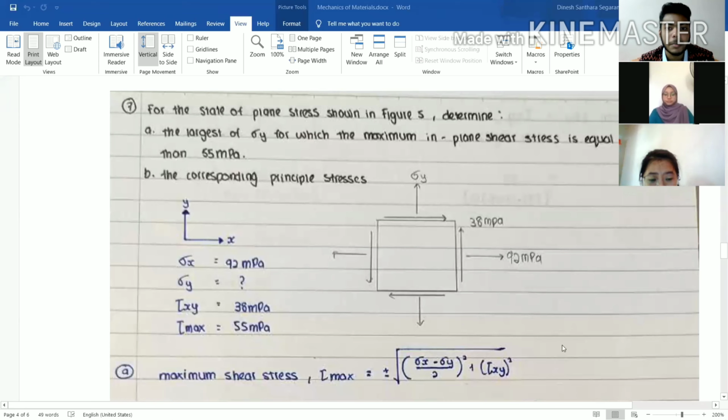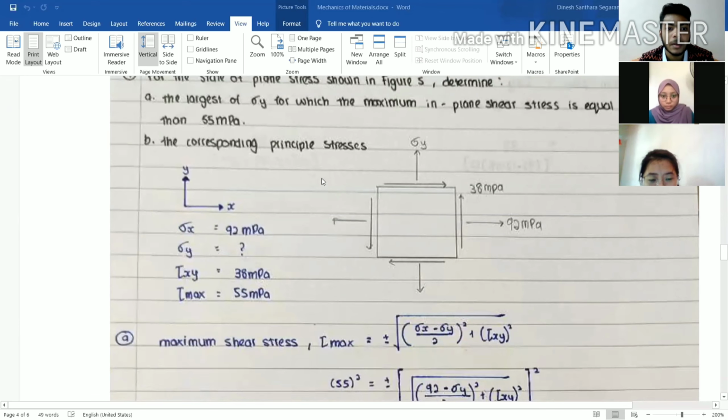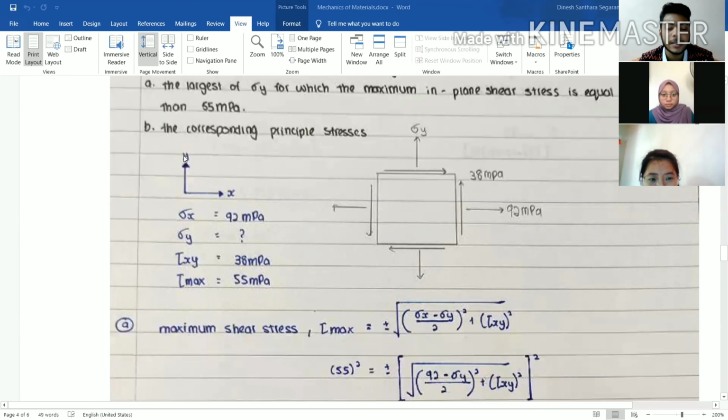Okay, question number 7. This question asks us to determine the largest sigma y. First, we have to define the axis. Y positive to upright, X positive towards right. Then we define the stresses. Sigma X equals 92 megapascal. Sigma Y we have to find. Shear stress is given as 38 megapascal and maximum shear stress is also given as 55 megapascal.